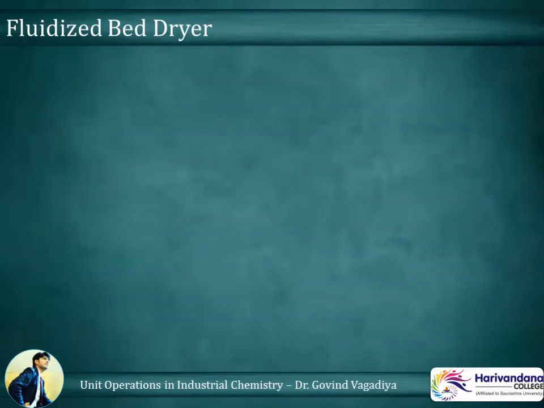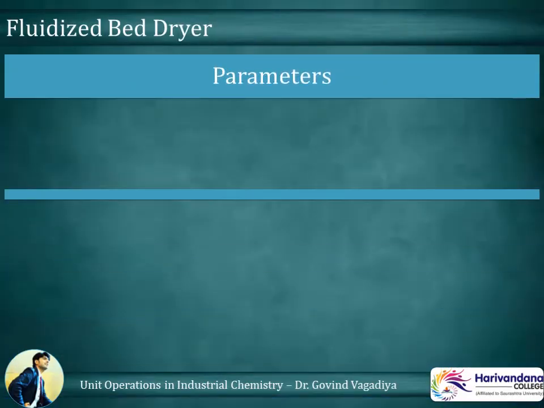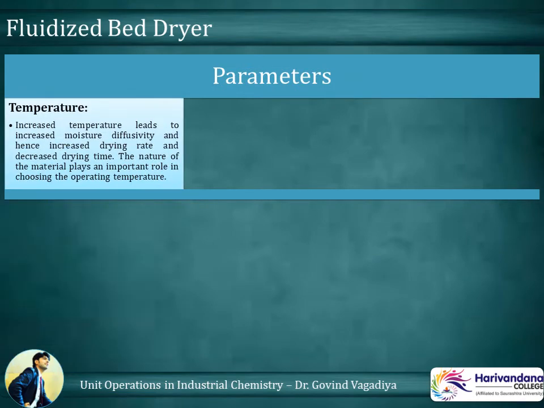Fluidized bed dryer. Parameters of fluidized bed dryer. First parameter is temperature. Increased temperature leads to increased moisture diffusivity, and hence increased drying rate, and decreased drying time. The nature of the material plays an important role in choosing the operating temperature.